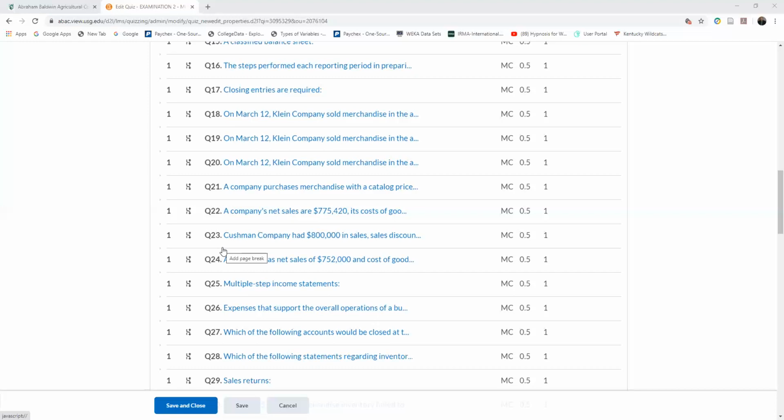Now, if it ships FOB shipping point, that's a different situation. With FOB shipping point, the minute it leaves the shipper's dock, the person who sold it to you, the minute it leaves their dock, it becomes your responsibility and therefore belongs in your inventory.